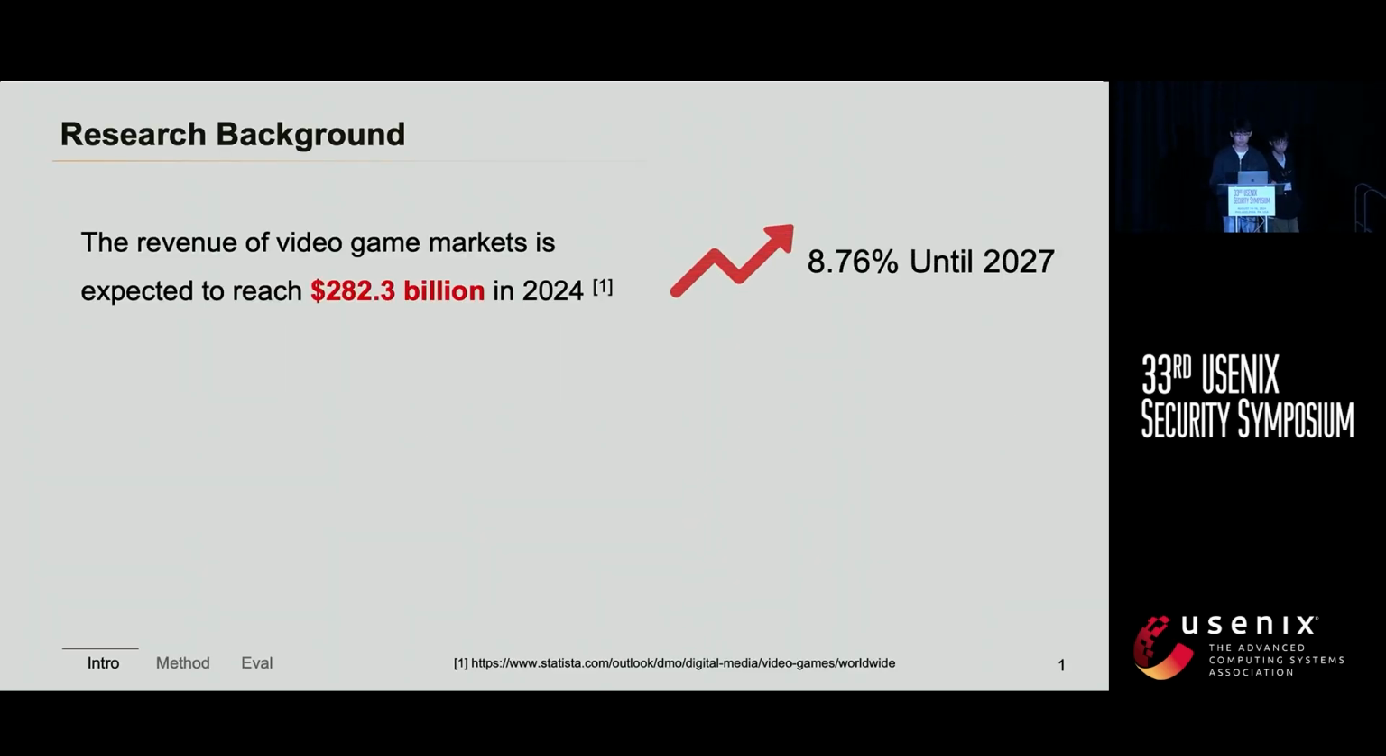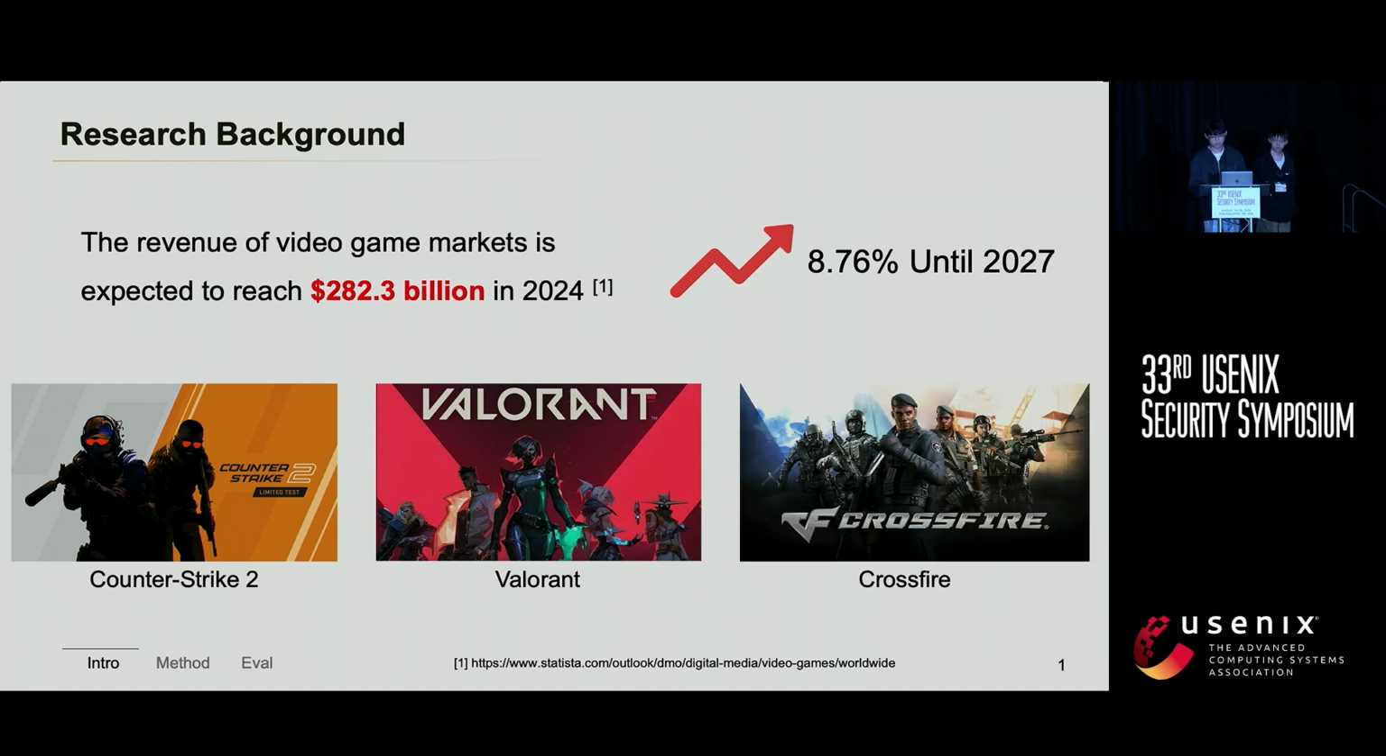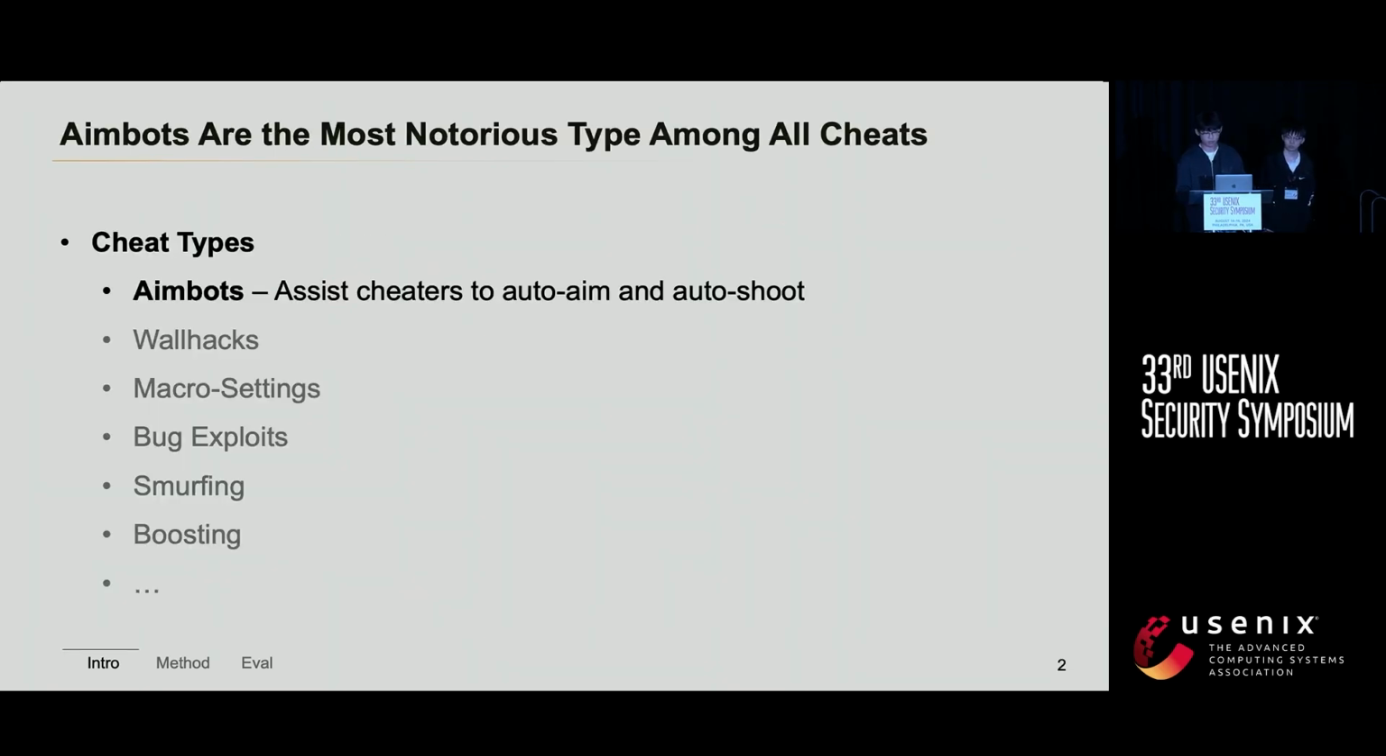As you may know, in recent years, the gaming industry market has grown rapidly. First-person shooters, also known as FPS games, are one of the largest genres in the industry, with lots of popular games such as the Counter-Strike series, Valorant, and CrossFire. However, as the market expands, cheating becomes the main problem in FPS games. Aimbot is one of the most prevalent and harmful forms of cheats.